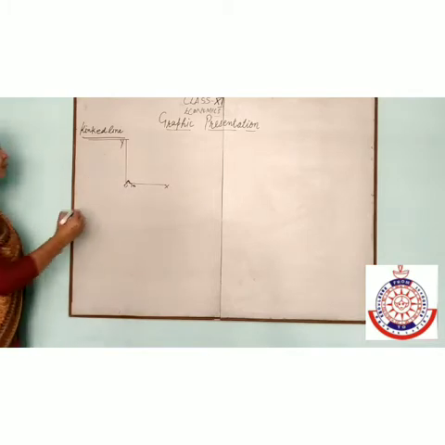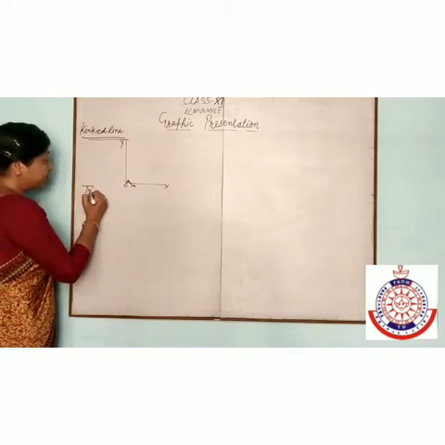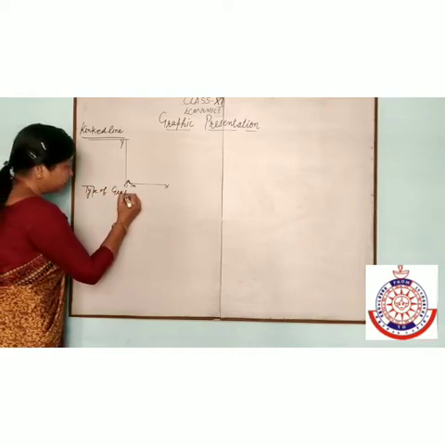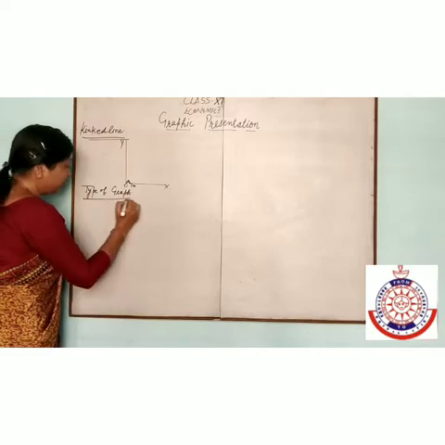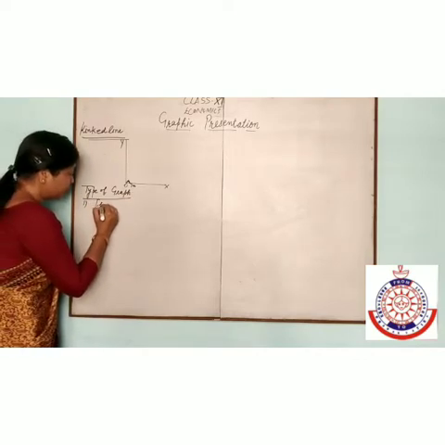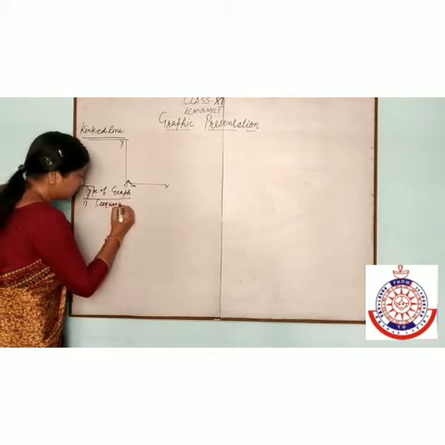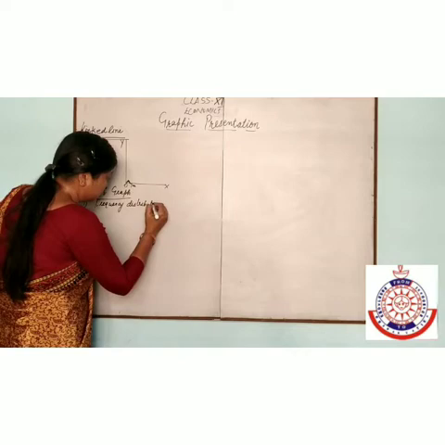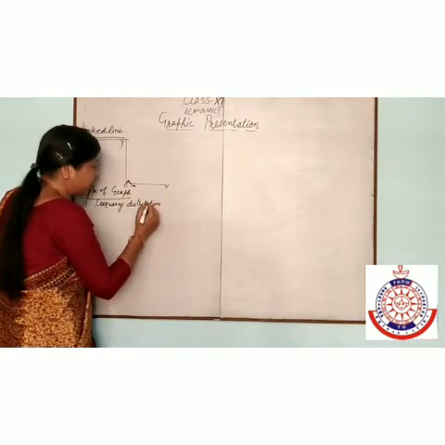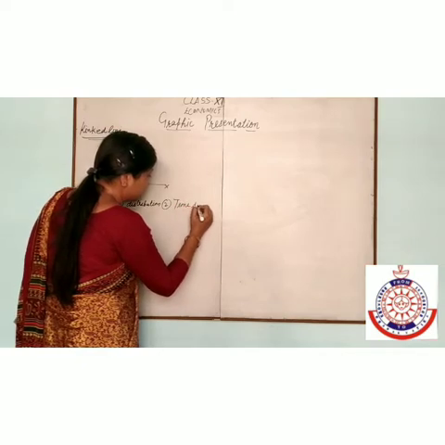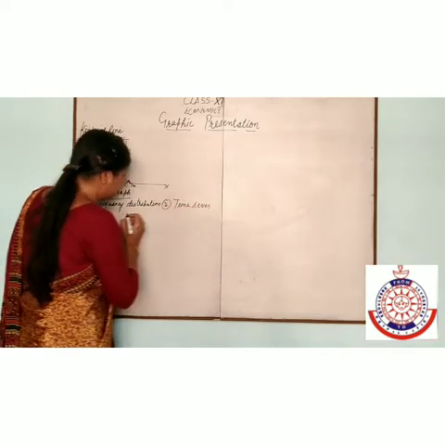Now, different types of graph. One is frequency distribution graph, and the second is time series graph.